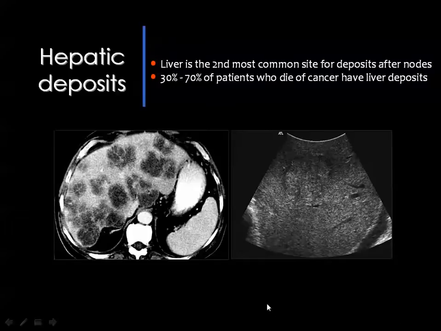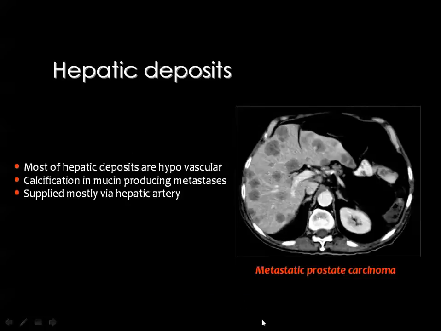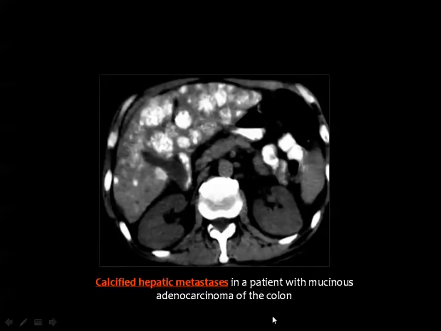The second issue is to see multiple lesions, and if you know the primary malignancy, this will be of much more help. This is a case of pancreatic cancer, showing multiple focal hepatic lesions representing metastasis, and this is a prostatic carcinoma showing multiple focal hepatic lesions representing metastatic deposits.